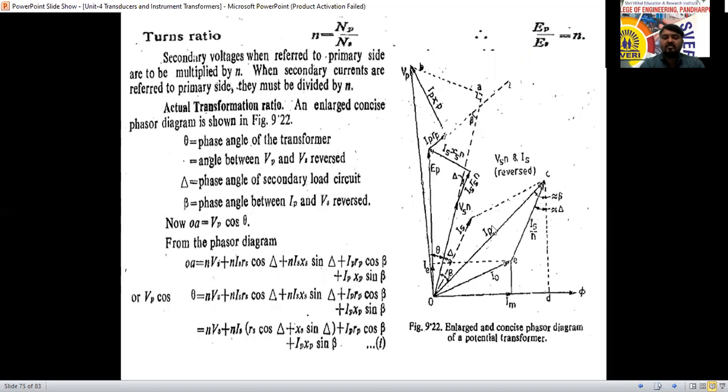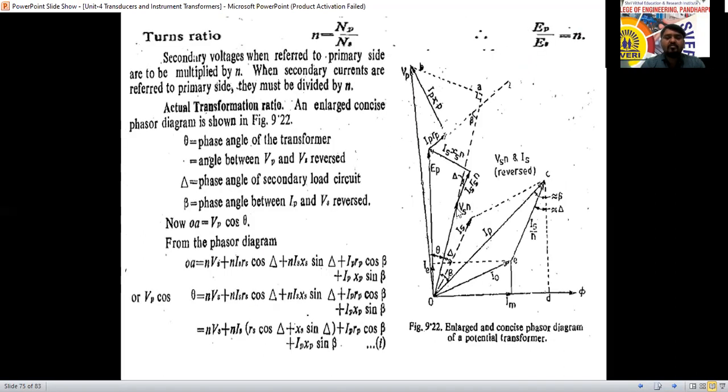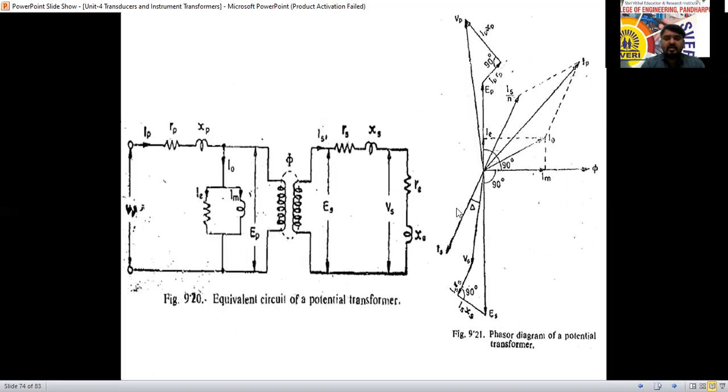We have modified the equation here. Just check it now, there is so much difference. This part we are keeping as it is. With respect to this, we have changed a little bit here. See here, for the current we have taken IS by N. When we take the reverse, the current is IS by N.